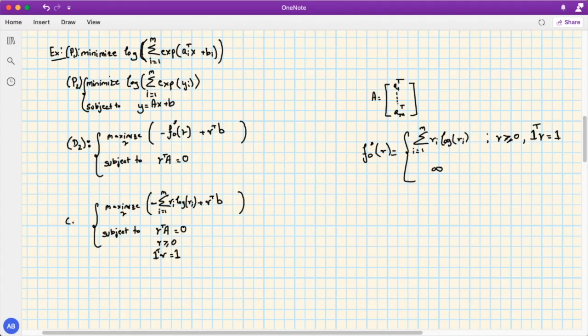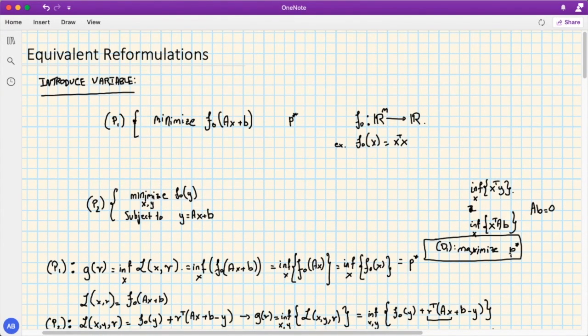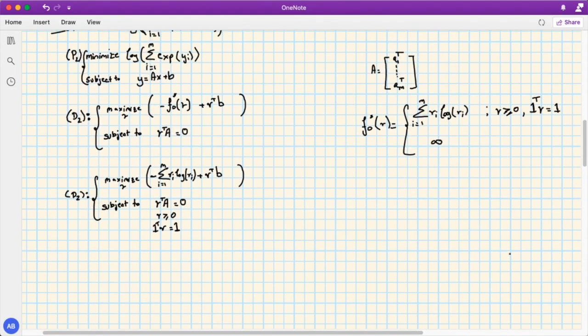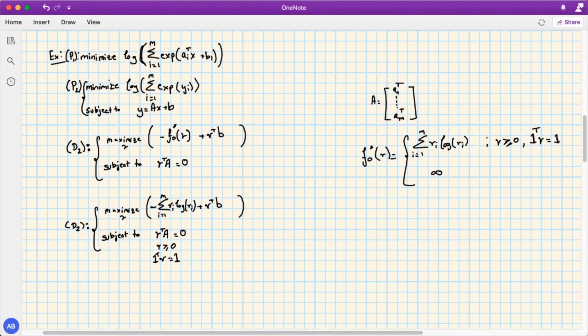The point here is that D2 is very different from D1, which is just to maximize a constant, p star, the optimal value of the problem. D2 is not only different from D1, it is also more useful because there's actually something to maximize over. Oh, and by the way, this is a GP, a geometric program.